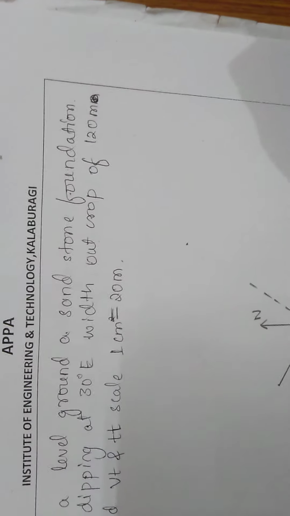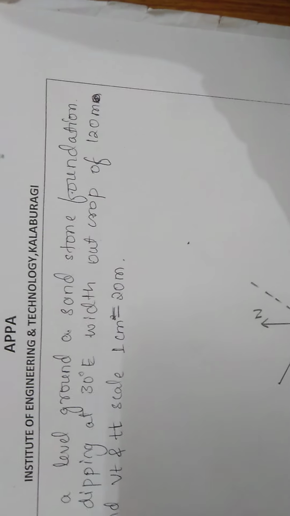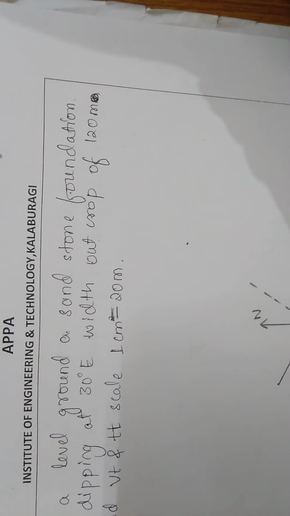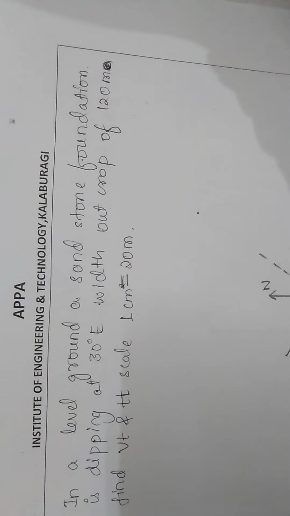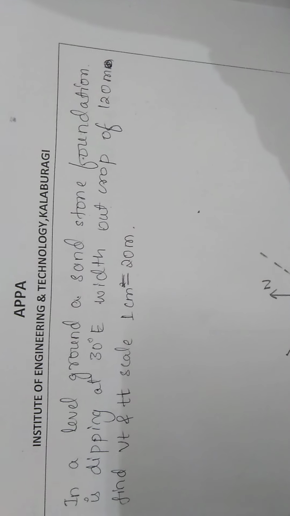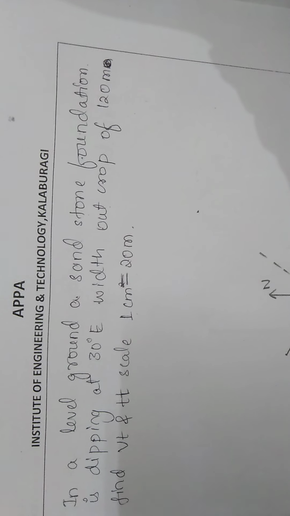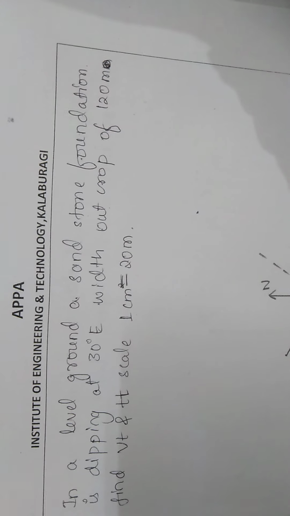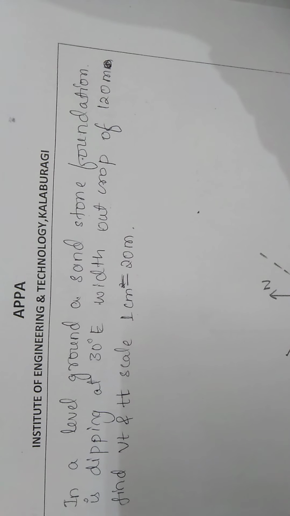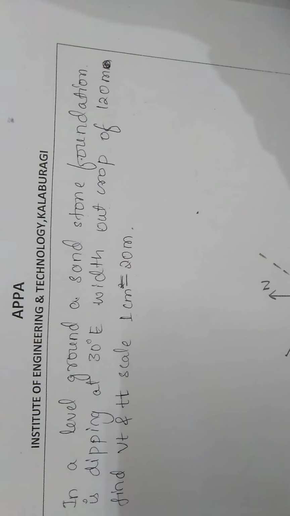Yes, good morning everyone. Today you are going to study the problems related to outcrop. Here we are going with the first problem. On level ground, a sandstone formation is dipping at 30 degrees east with an outcrop width of 120 meters. Find the vertical thickness and true thickness.